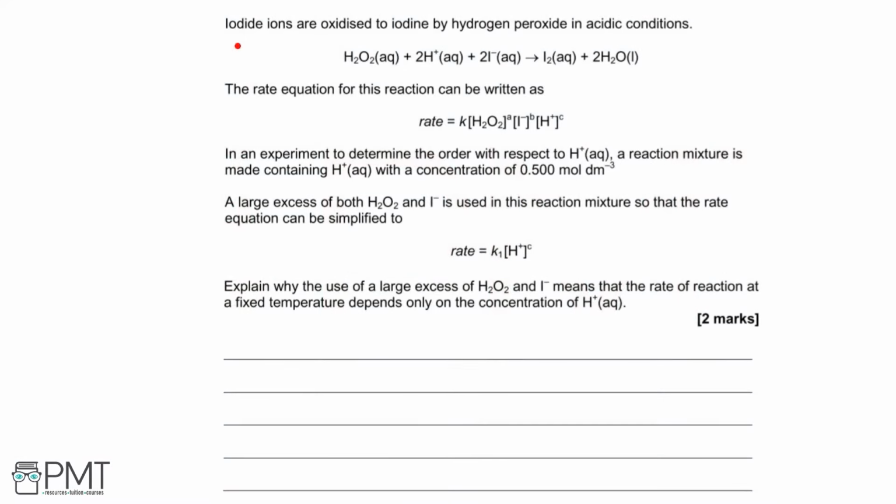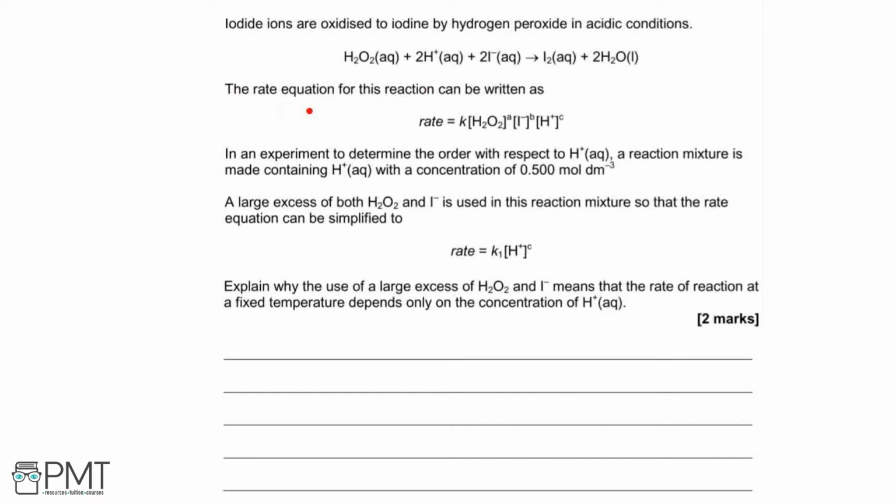Iodide ions are oxidized to iodine by hydrogen peroxide in acidic conditions. We can see that 1 mole of hydrogen peroxide reacts with 2 moles of protons, which are provided by the acidic conditions, and 2 moles of iodide ions to produce 1 mole of iodine and 2 moles of water.